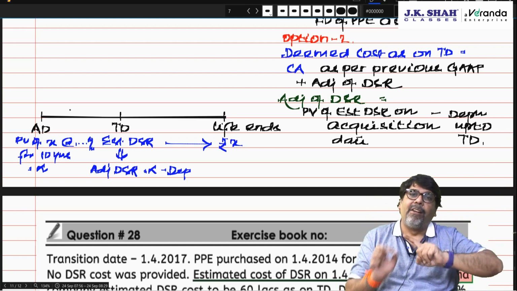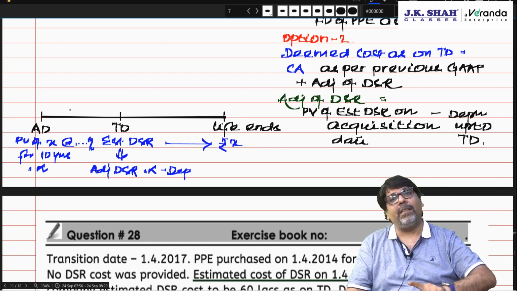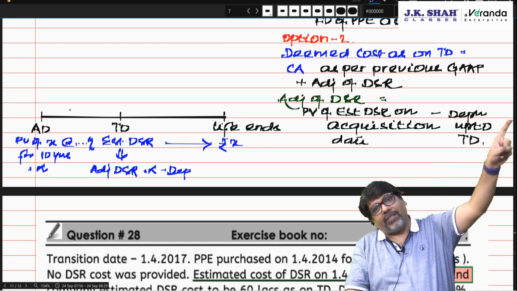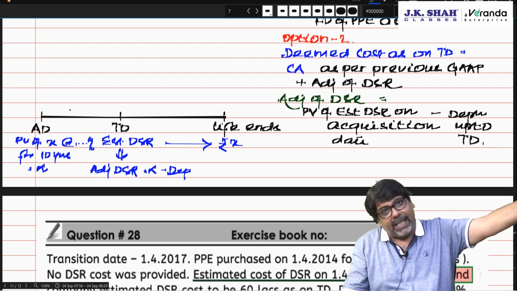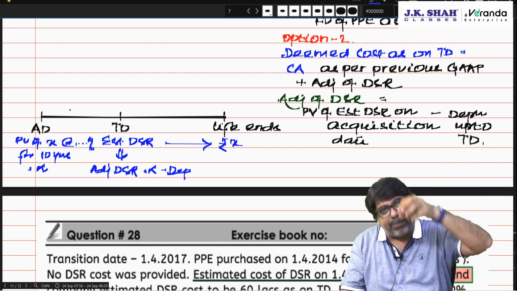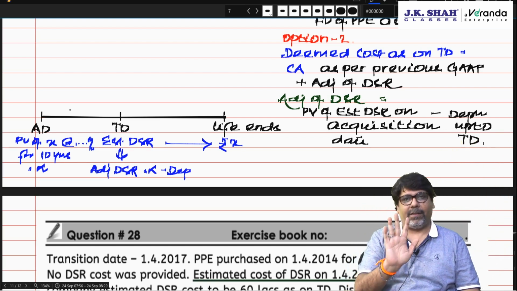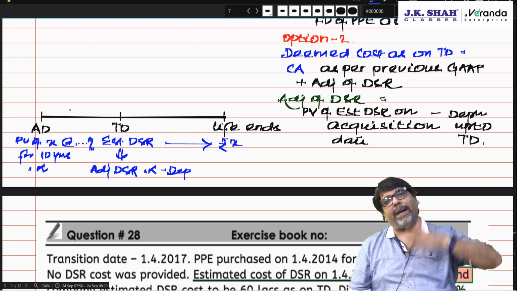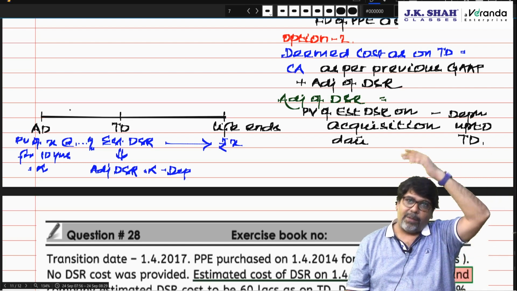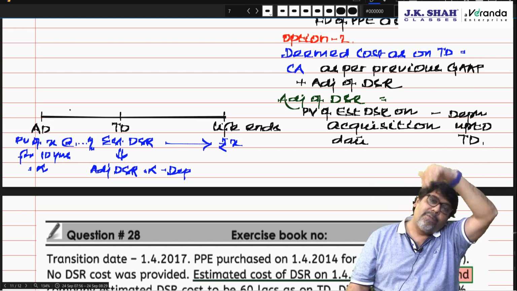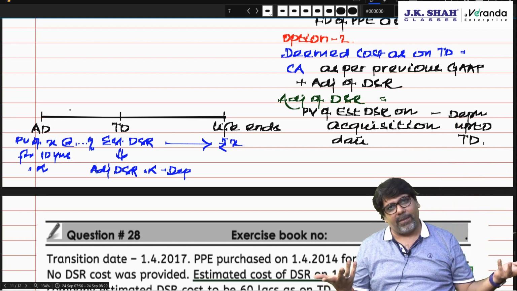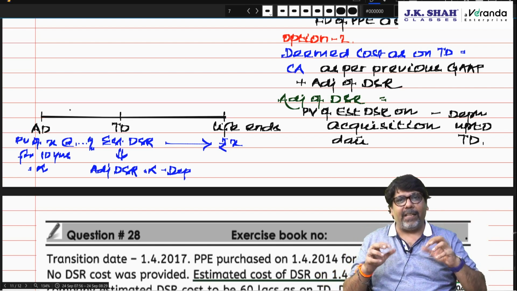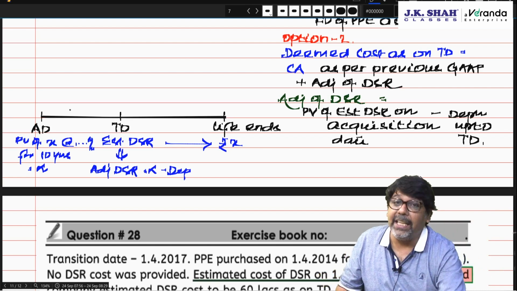I repeat, find out the cost as per Ind AS as on acquisition date. Then depreciate it as per Ind AS up to transition date. That will become your cost. But practically, sometimes it is not possible because you might have purchased the asset 20 years ago. Twenty years ago, to find out the cost was not possible. So they have given an exemption that instead of that you can go for deemed cost.